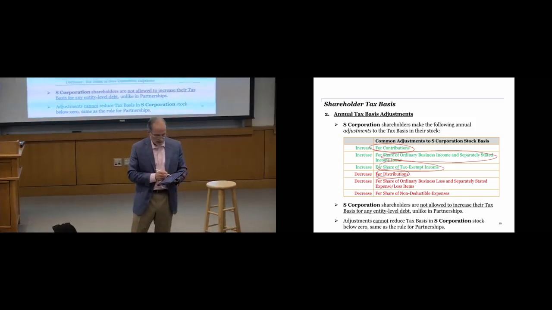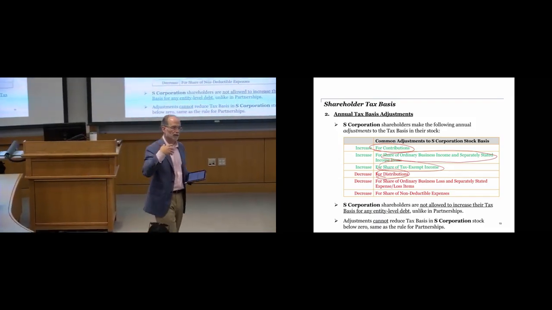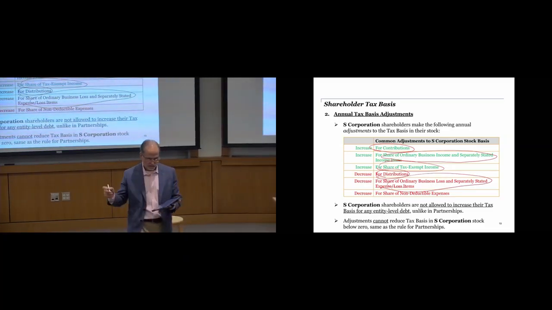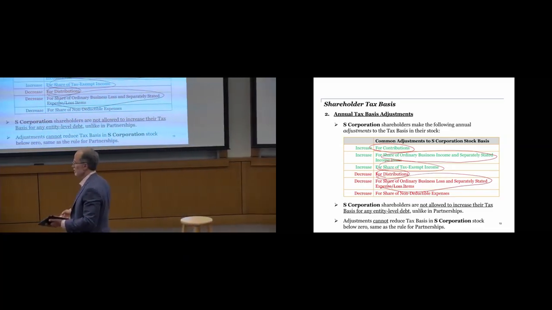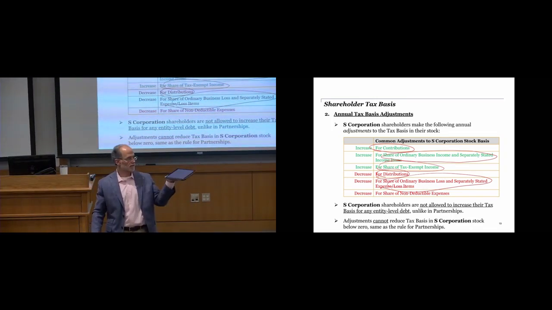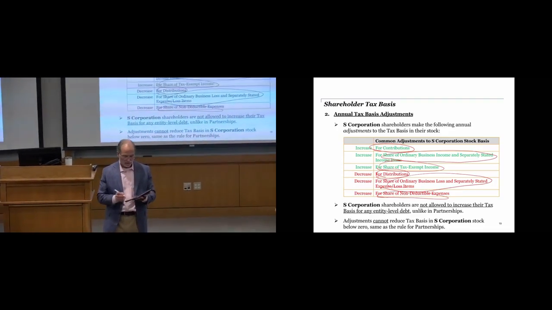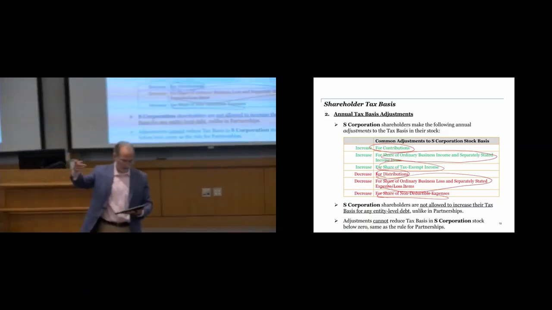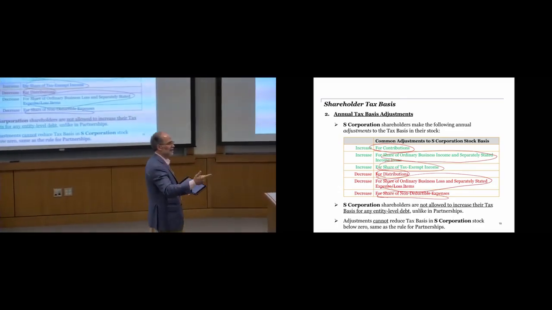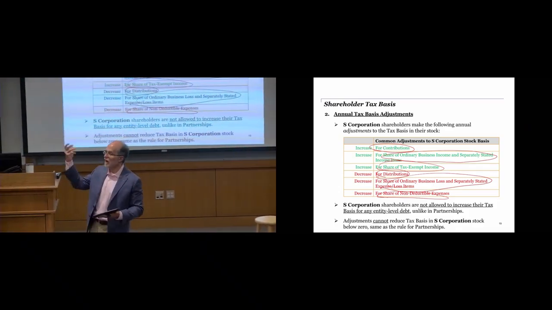I decrease it for distributions. Just like in partnerships, as distributions come out of the S corporation, I lower my tax basis. And I decrease it for my share of ordinary business loss and separately stated expense items. So I have to lower that because I'm deducting those losses on my shareholder level tax return. And then I decrease it for my share of non-deductible expenses. That's the flip side of what we just talked about on the tax exempt side. In order to maintain that non-deductibility, I have to lower my tax basis so that I don't get an inadvertent benefit of a higher basis in the S corporation.